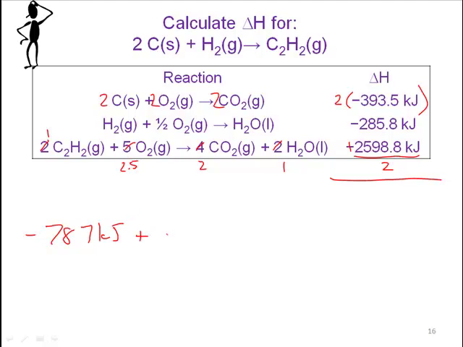The second one is negative 285.8. And the last one is 2598.8 divided by 2. This is positive 1299.4 kilojoules, and we add them up. As long as you keep track of all your negatives and positives, that looks like a value of 226.6 kilojoules for the reaction as written.